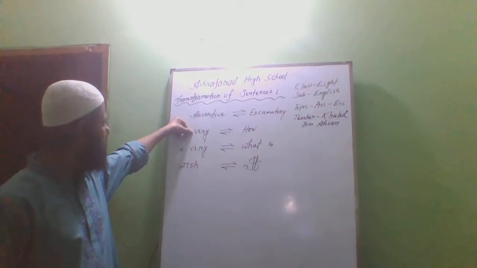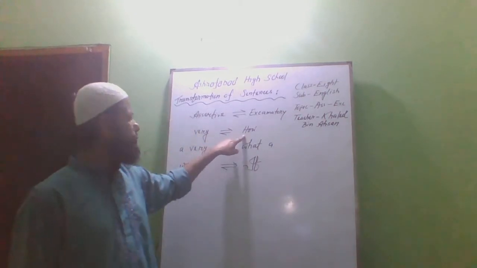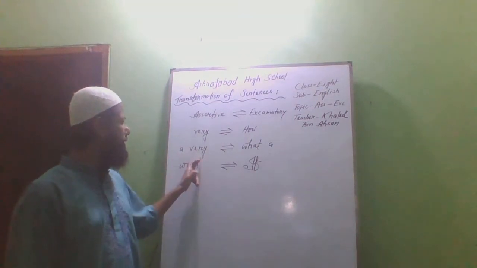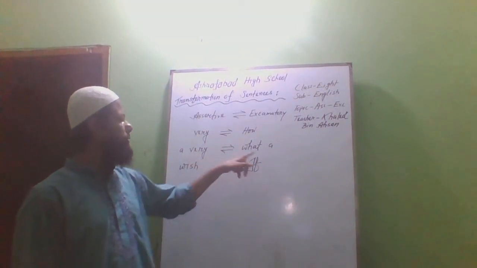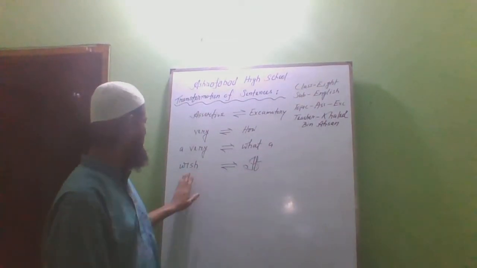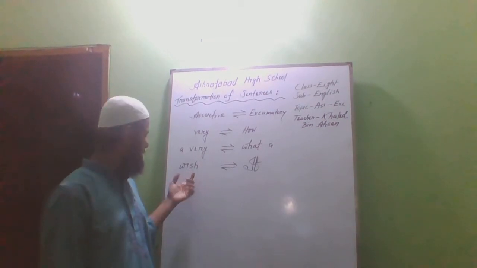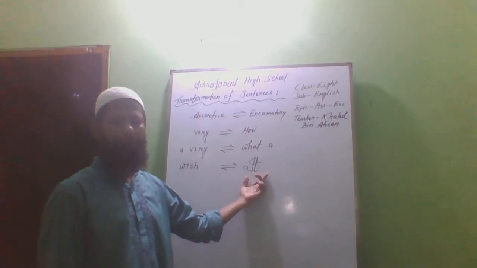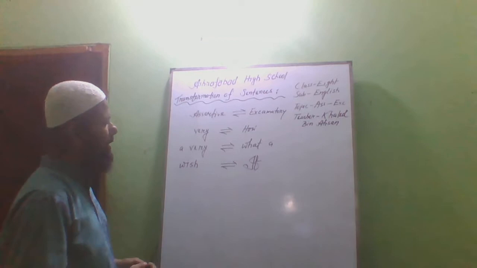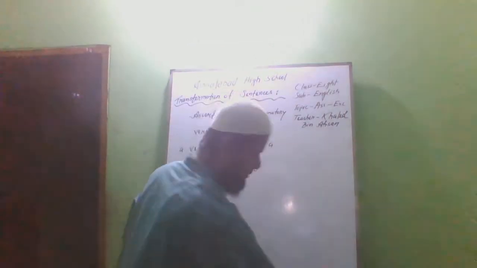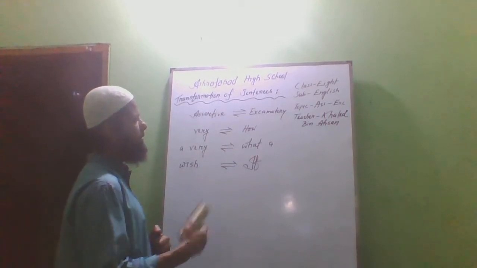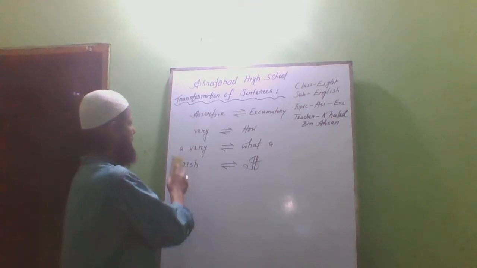If we find "very" in an assertive sentence, then we will use "how" to change the sentence into exclamatory. If we find "a very", then we will use "what". If we find "wish", then we will just use "if" to make the sentence exclamatory. Now I am giving some examples and then we will change the sentences into exclamatory ones.